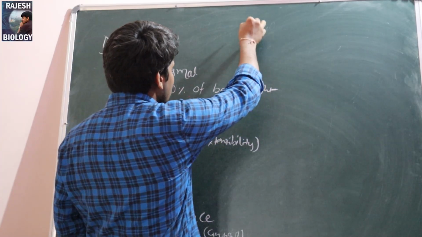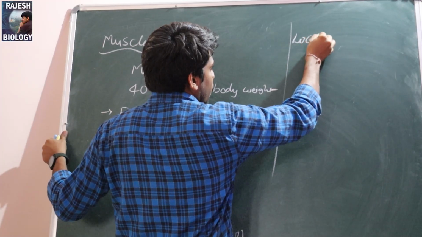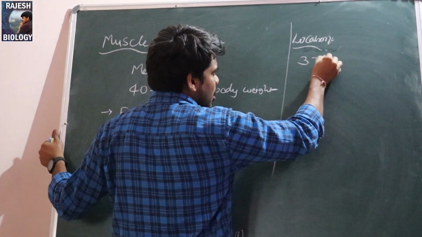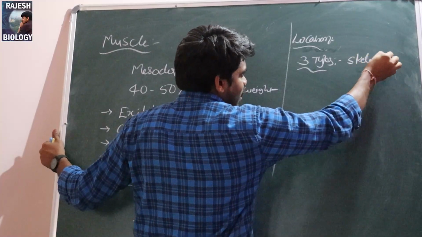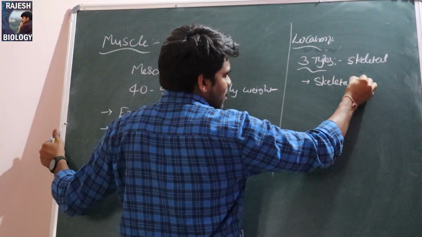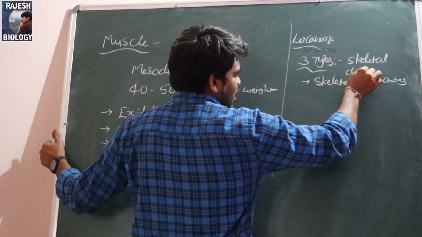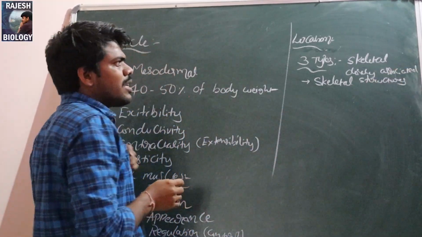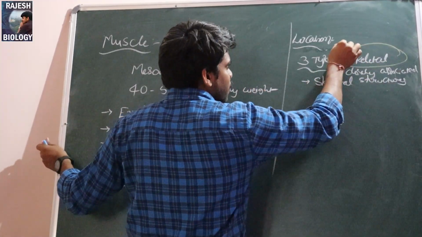Like this, based on these three features, different types of muscles are there. For example, based on their location, 3 types of muscles are there. What are the 3 types? The first type is skeletal muscles, which are associated with the skeletal structures of the body. They are closely associated to skeletal structures. They are called skeletal muscles.